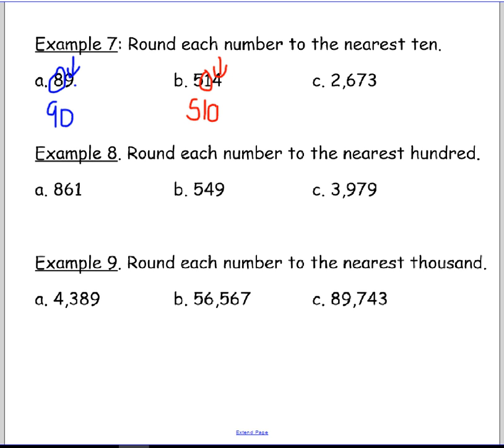And our last number, 2,673. Again, our tens is located here at the 7. The number next to it that we look at is the 3. The 3 is below 5, so the 7 stays the same. So we'll bring down our 2 and our 6. The 7 stays the same, and our 3 becomes a 0. So rounding to the nearest 10, we get 2,670.